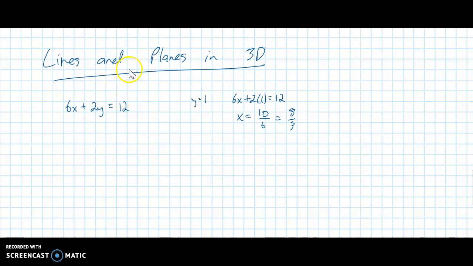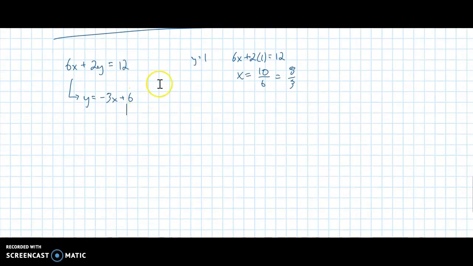But what's easier to do, and what you learned in Algebra 1, was to solve for y equals. If I do that, move the 6x over, divide by 2, I get negative 3x, sorry, plus 6. And that I can graph using point slope, or by graphing the y-intercept and then using the slope. So 1, 2, 3, 4, 5, 6, put a dot there, and then I go over 1, down 3, over 1, down 3. I draw my line like that.